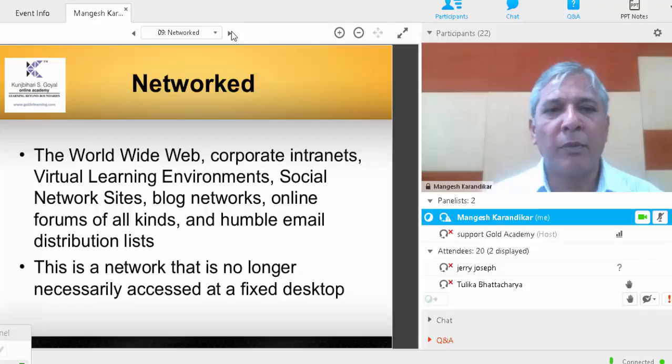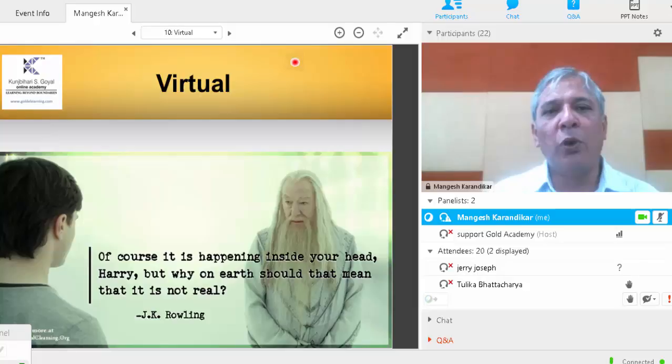Next one is, of course, virtual. Now, if you look at this slide, you can see the quote that is almost in the last pages of Harry Potter, the last book, the Deathly Hallows. The quote is, of course, it is happening inside your head, Harry. But why on earth should that mean it is not real? We are talking of virtual reality here.